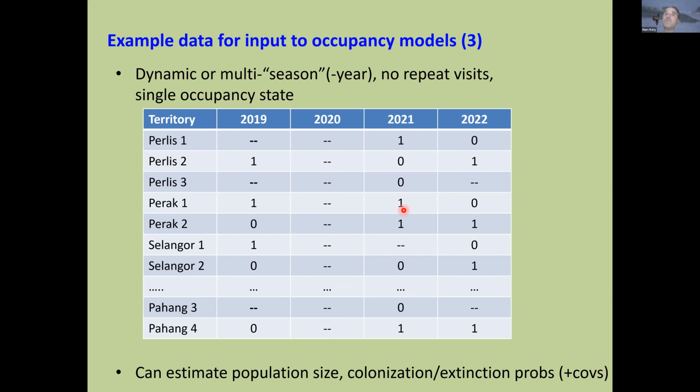But we have at least some of the sites which are visited in multiple successive years, and this is important because these sites surveyed in successive years contain most of the information about the dynamics of the population. So here we see an extinction event. Site Perlis 1 was occupied in 21, but not occupied in 22, or site Selangor 2 was not occupied in 21, but occupied in 22.